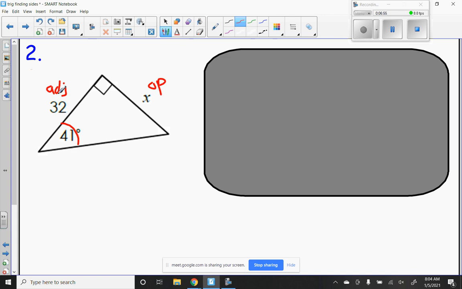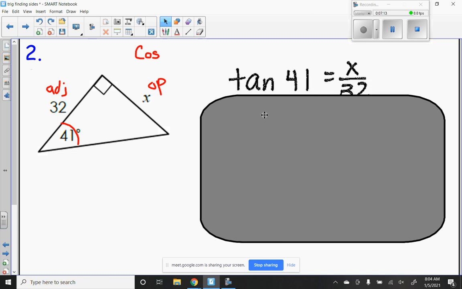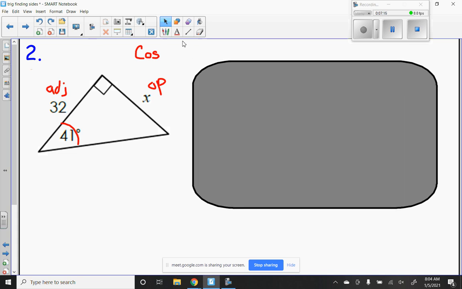Now, I have to identify which ratio is opposite and adjacent, and that's cosine. So now I'm going to use the button with the COS on it when I do this math. So here is our equation. Oh, sorry, this is tan. What am I thinking? Whew, man, it's early.